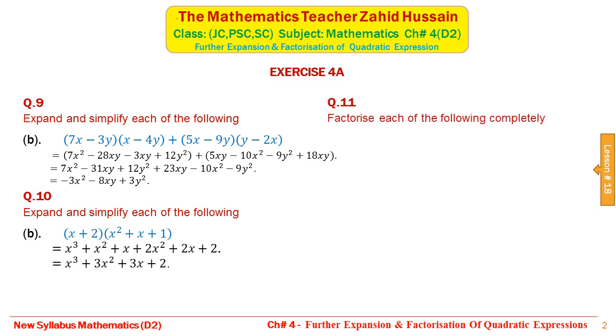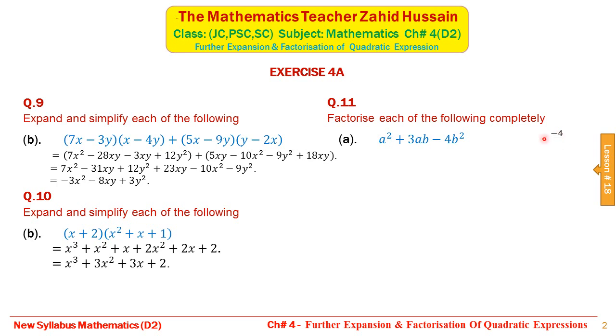Question number 11. Here you are asked to factorize each of the following completely. Its A part: a square plus 3ab minus 4b square. This is a quadratic expression, and we have learnt the factorization of quadratic expressions in chapter number 3. We will multiply the coefficient of a square, that is 1, with minus 4, and we will get minus 4. Now we will factorize this number minus 4.